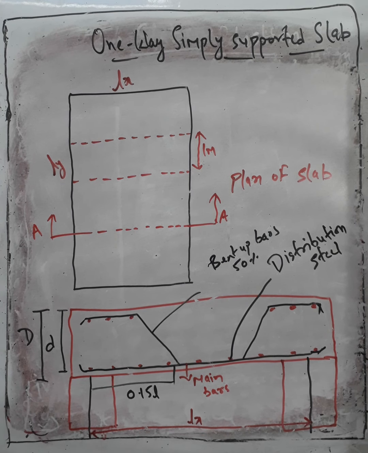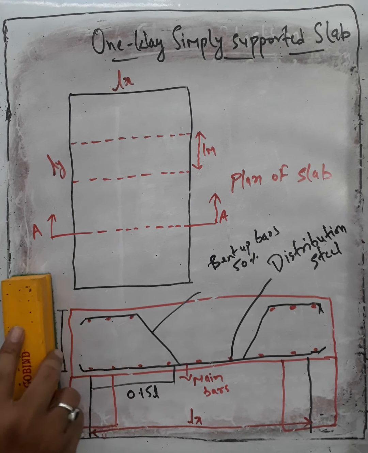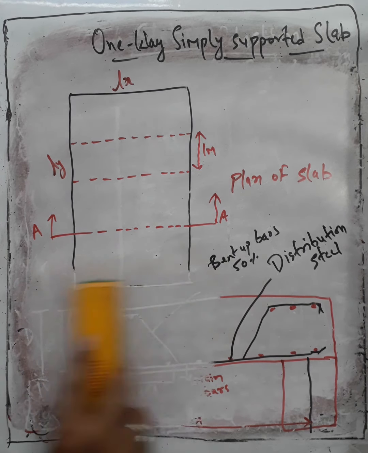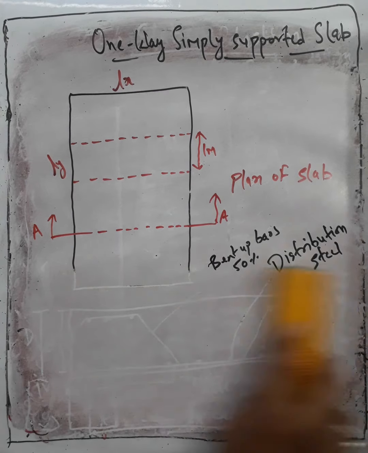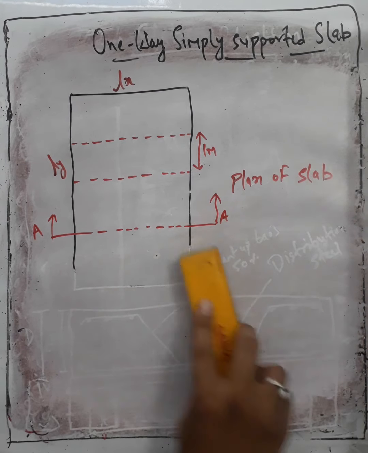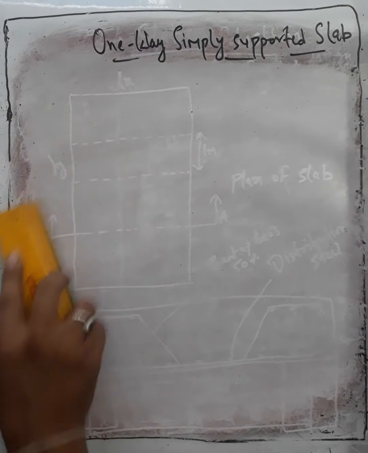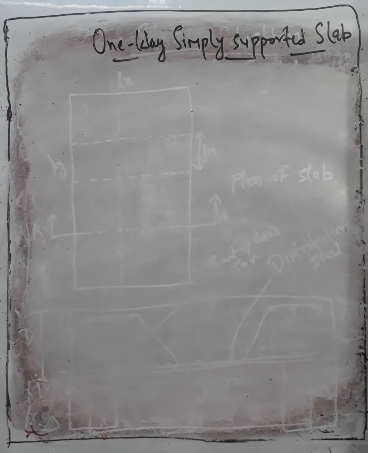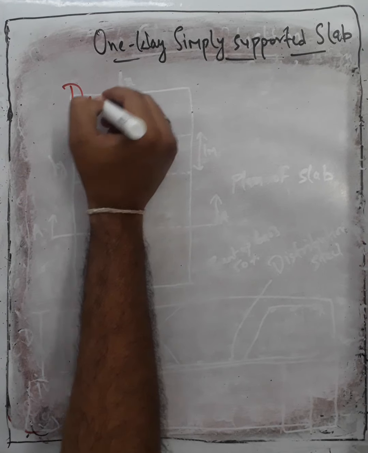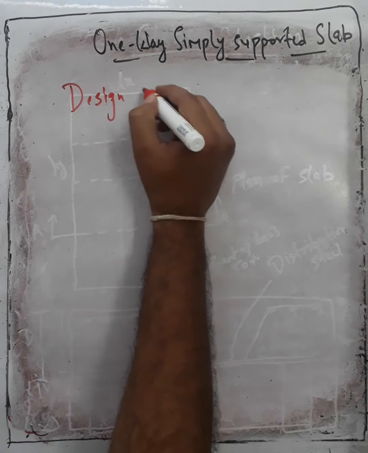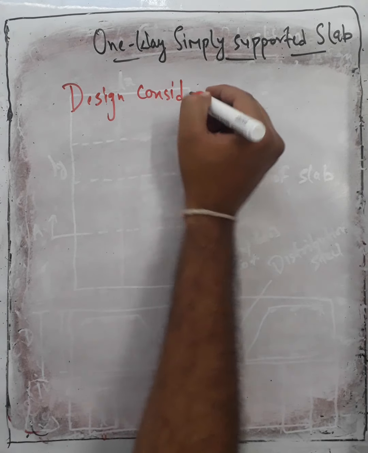In this lecture we study some design considerations which we use to solve problems on the one way slab which is simply supported. So here we see some design considerations for that. First, write here: design consideration.